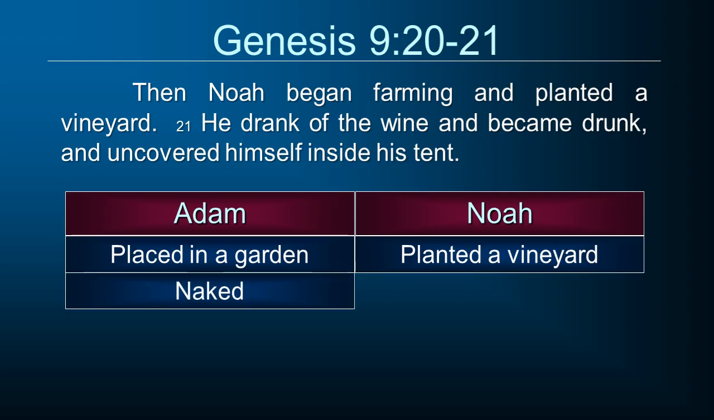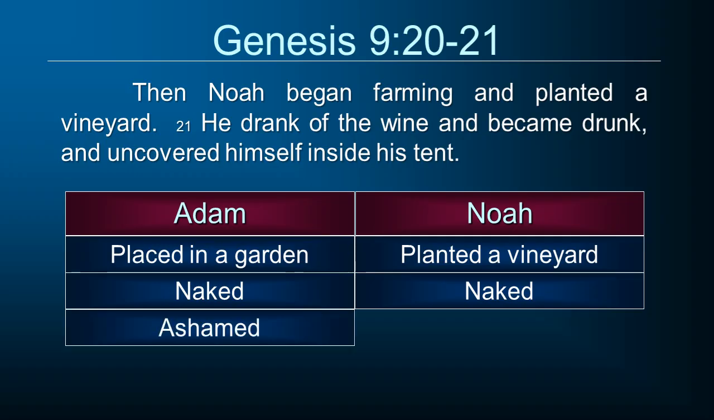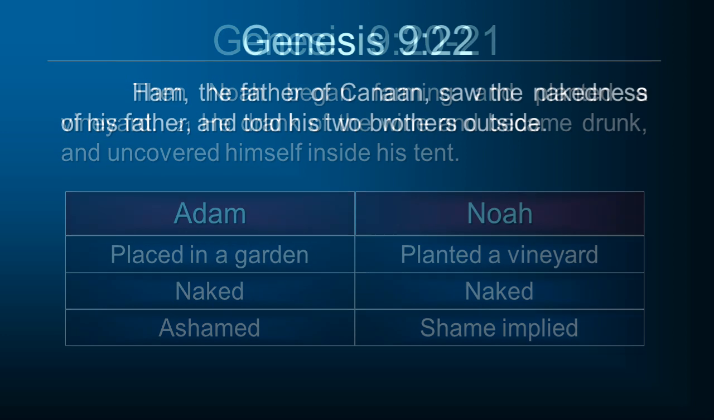In Adam's case, he became naked. Here, Noah becomes naked. In Adam's case, he already was. Noah, I'm assuming, doesn't really realize what he's doing. That's part of the drunkenness, but he uncovers himself. In Adam's case, he is ashamed, and in the Noah story, the shame is implied, and we're going to see that as we continue the story.